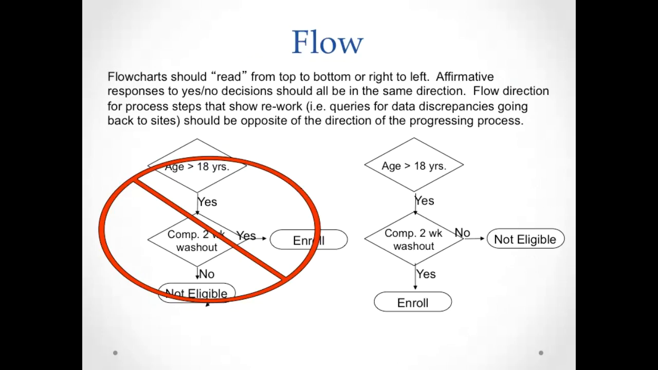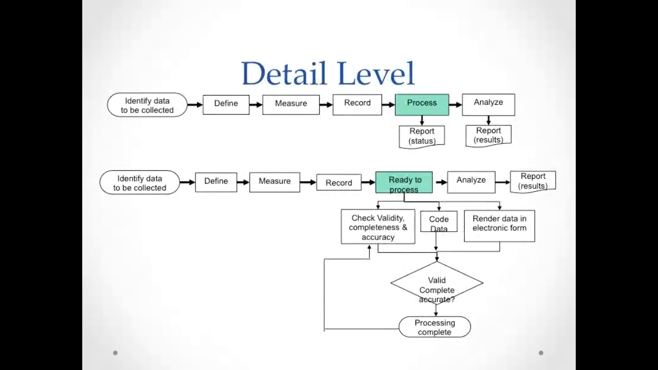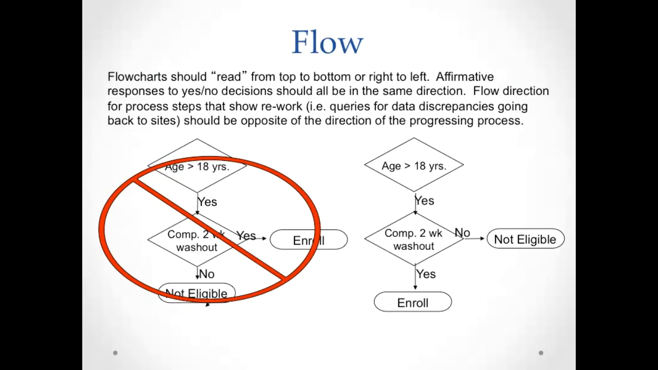So, in other words, this one here, on the left-hand side, looks like inclusion, exclusion criteria for a study. So the first decision is: is the patient older than 18? If yes, then they complete a 2-week washout. And here it says, if yes, we enroll them off to the side, and if no, they're not eligible. So you see that forward progress would be to put enroll under the washout decision. And you see when you're reading it how that makes a lot more sense.